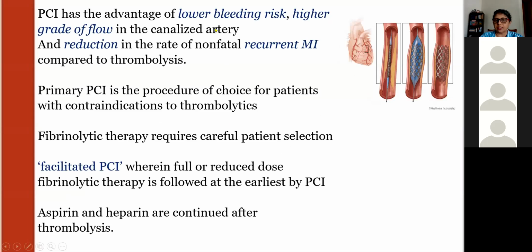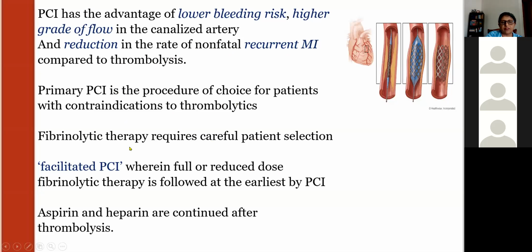Yes, PCA has lower bleeding risk, a higher grade of flow in the canalized artery, and a reduction in the rate of non-fatal recurrent MI compared to thrombolysis. Thrombolysis also reduces the recurrence of myocardial infarction, but compared to PCA, the reduction is less. But if there is some contraindication, we will be seeing the contraindications. If there is a contraindication, we have to go for PCA.